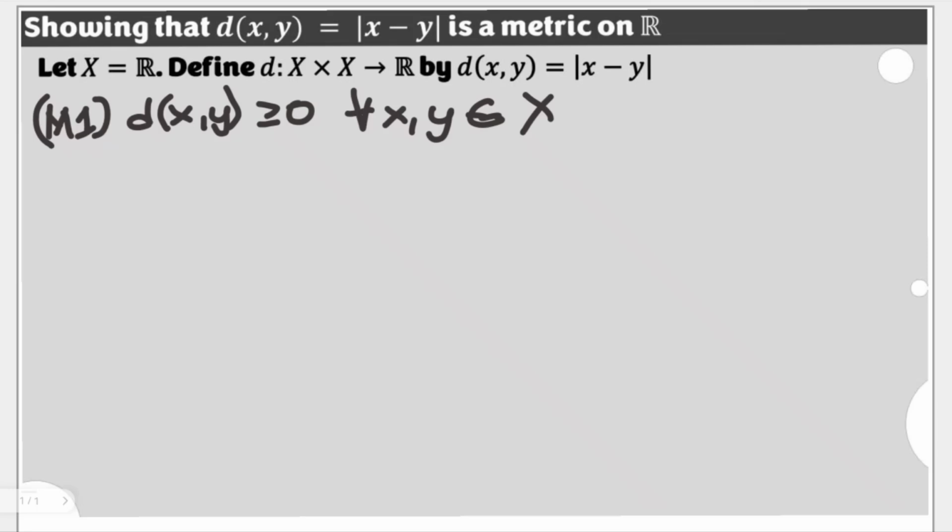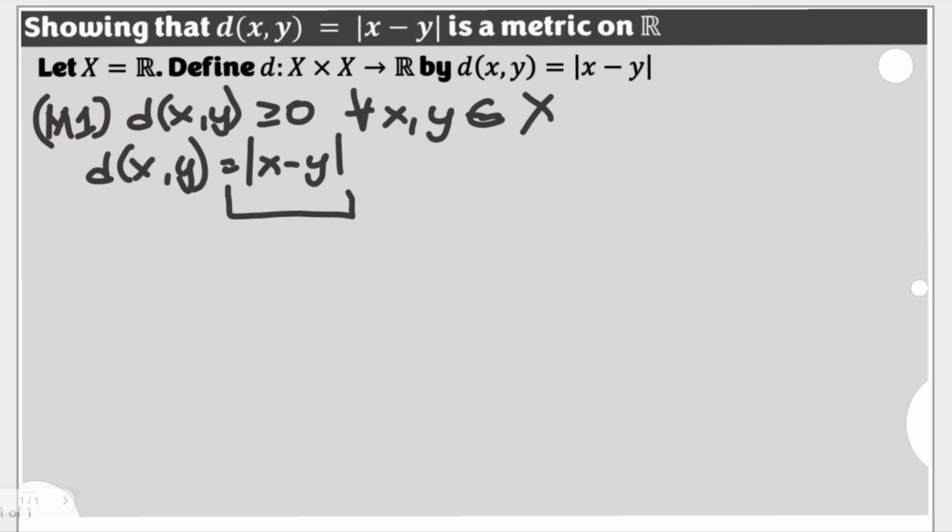Of course, take note that our given definition for d of x and y for this item is actually the absolute value of a difference. And this is always greater than or equal to 0 because of the absolute value notation. Whatever be the value of x and y, as long as they're elements of our real numbers, when they are subjected to difference and the absolute value notation, they're always greater than or equal to 0. This would mean that M1 is satisfied already.